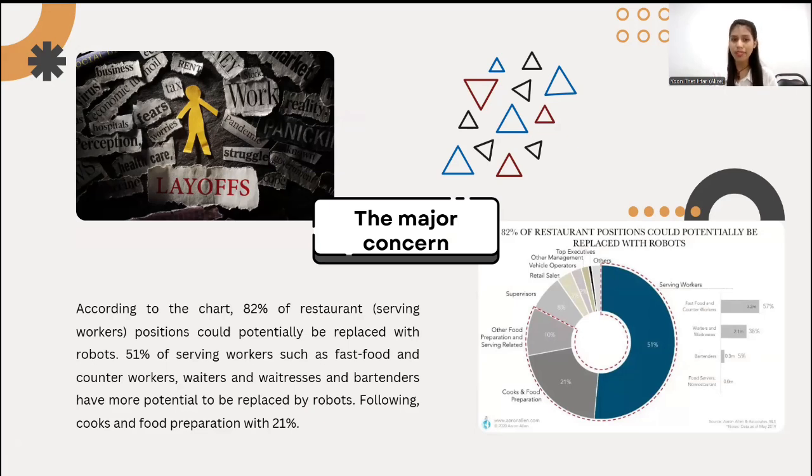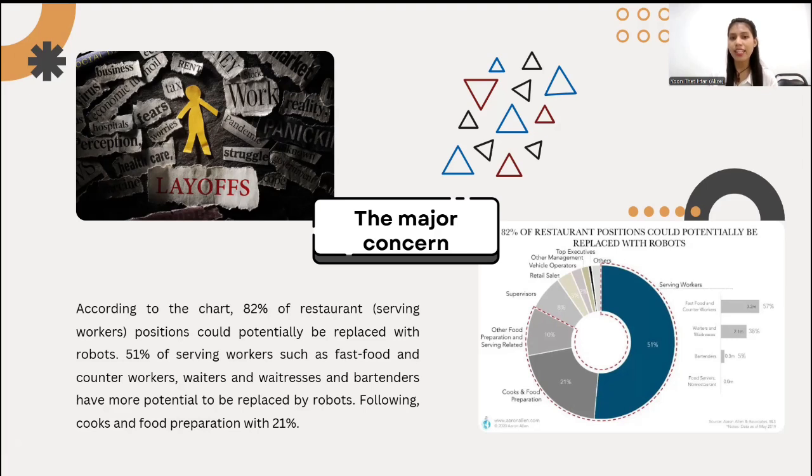It is mind-blowing. And 51% of serving workers, such as fast food and counter workers, waiters and waitresses, and bartenders, have more potential to be replaced by robots. Following cooks and food preparation with 21%. And when you look closely at the chart, you may see that 10% of other food preparation and serving can also be replaced. Even the supervisor can be replaced by robots in the future.